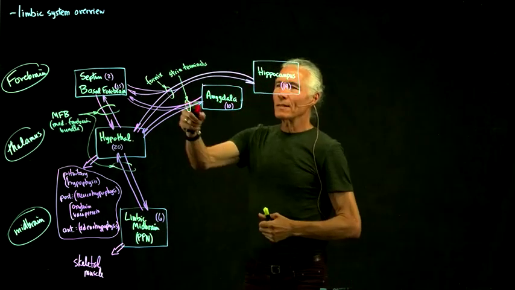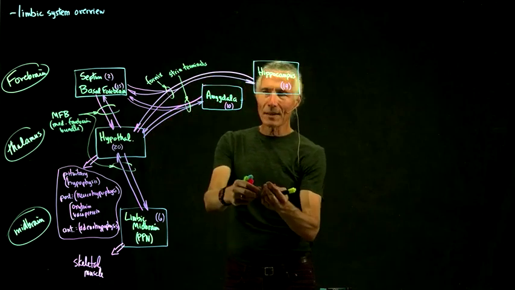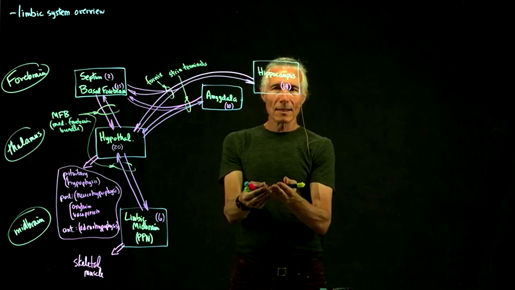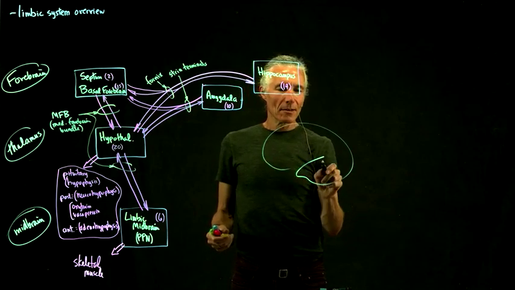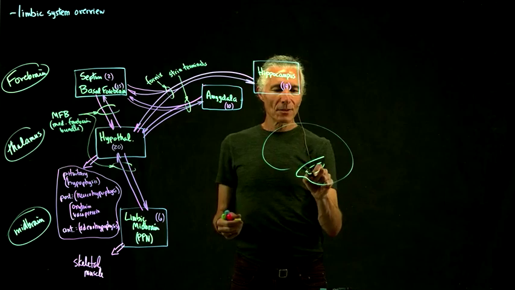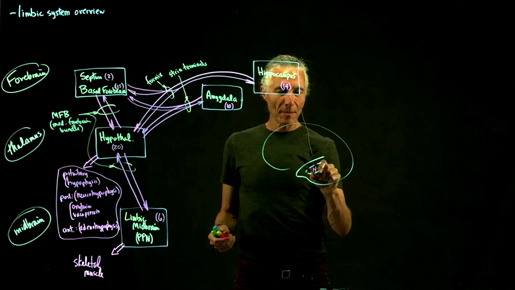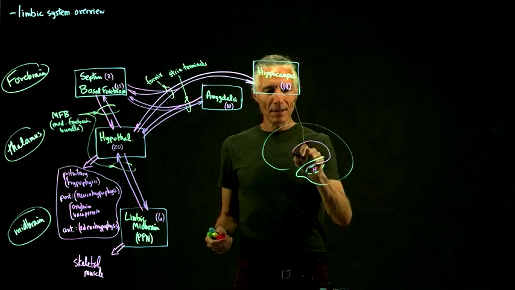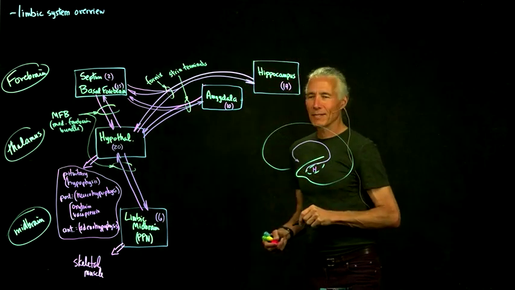And these almost make a 360 degree loop. So if we look at something like this, the fornix starts in the hippocampus. Here's the hippocampus. It starts here, and then it comes up like that, and then it goes almost all the way around until it hits the septum. So it's almost a 360 degree loop.